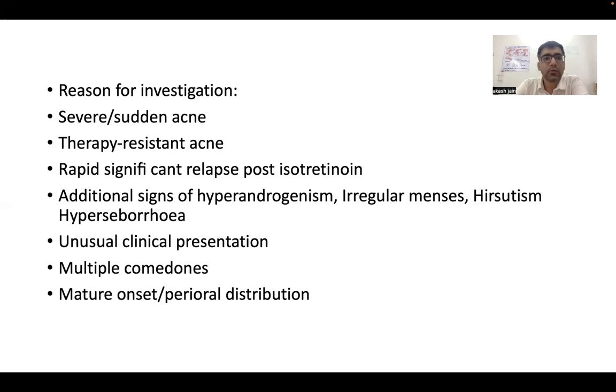In which patients do we need to do the investigation? When a patient comes with severe or sudden acne, therapy-resistant acne, rapid significant relapse post isotretinoin, additional signs of hyperandrogenism such as irregular menses, hirsutism, and hyperseborrhea, or unusual clinical presentation such as multiple comedones, and mature onset or perioral distribution.